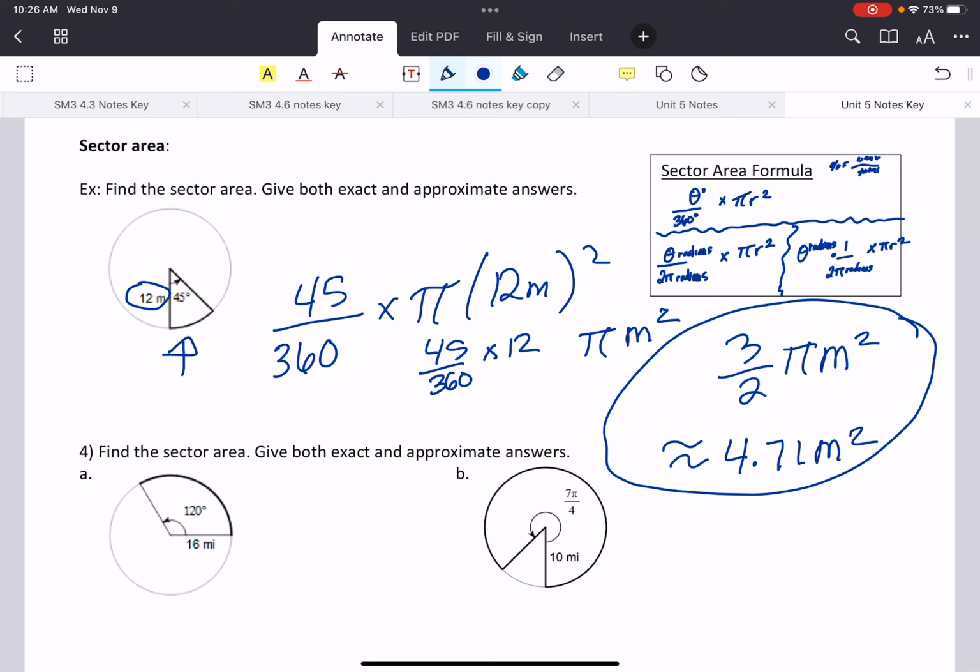Or pizza. Dessert pizza. I love dessert pizza. What?